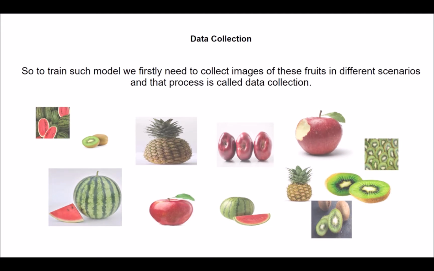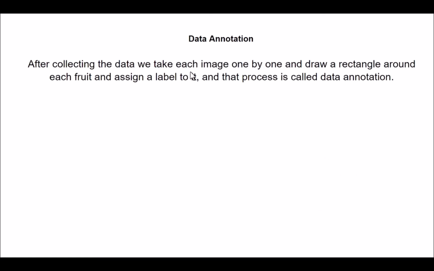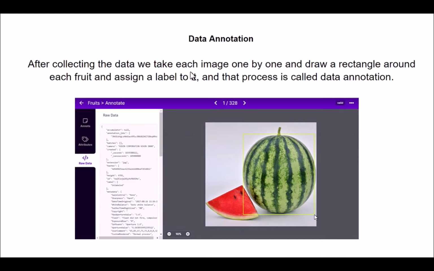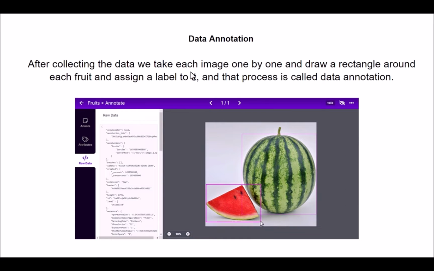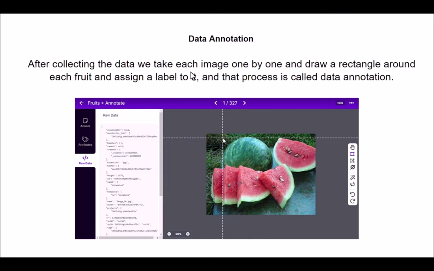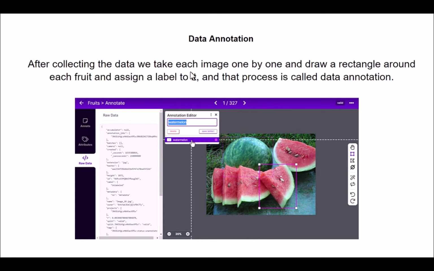That process is called data collection. In data collection, we collect images of the objects which we want our model to recognize. In our case, we will collect 100 images of watermelon, pineapple, kiwi and apple. After collecting the data, we will take each image one by one, draw a rectangle around each fruit and assign a label to it. That process is called data annotation.